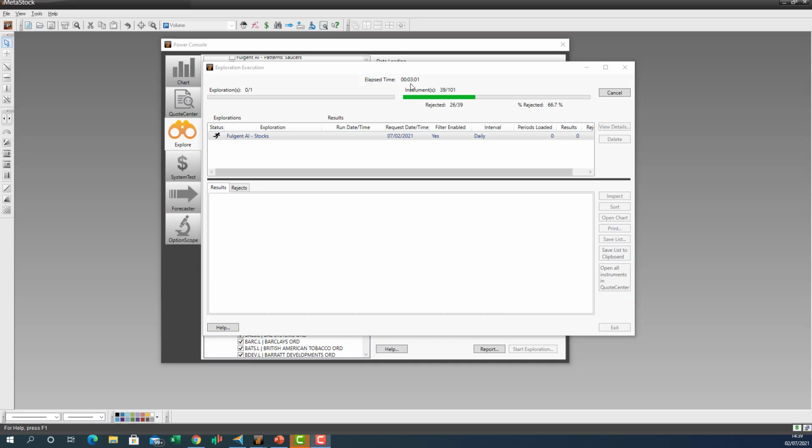The AI is about 3 minutes into the screen. We've done 39 shares out of the 101 in the FTSE 100. I'll be right back as soon as the rest is done.